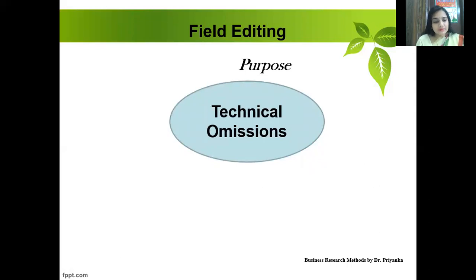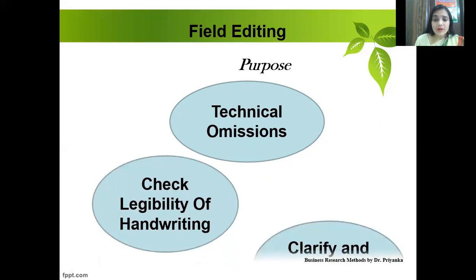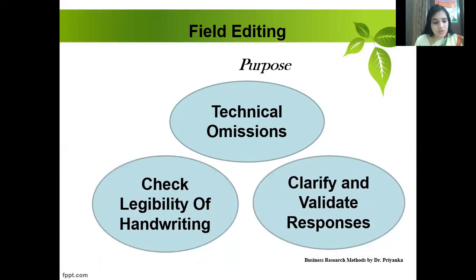Then field editing. Field editing is done most of the times for the purpose of the following things. One is technical omissions, then check legibility of handwriting, and clarify and validate responses. Technical omissions are like the example of year of birth that I just discussed, 1873 and 1973. These kinds of problems are there. And sometimes, for example, at the time of filling the questionnaire, one person just left one question blank by mistake, you can say.